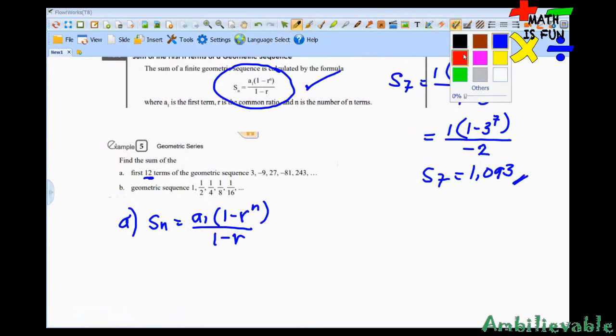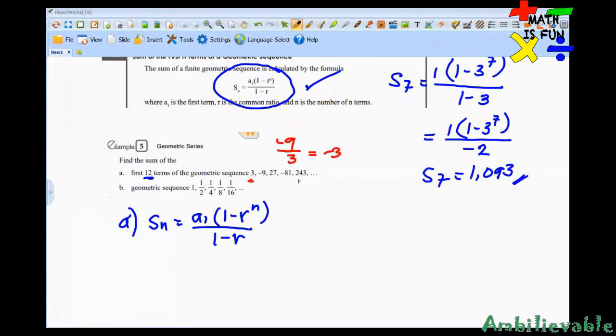The first thing to do is that you should get your common ratio and also your first number. Negative 9 divided by 3 is negative 3. 27 divided by negative 9 is negative 3, and so on. Therefore, we have A sub 1, which is 3, and 1 minus the r, which is negative 3, to the power of n. The n is 12, all over 1 minus negative 3. So enter it to your calculator, then you can get the value.